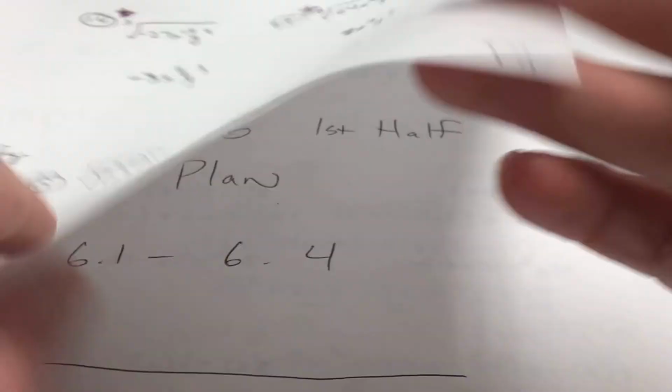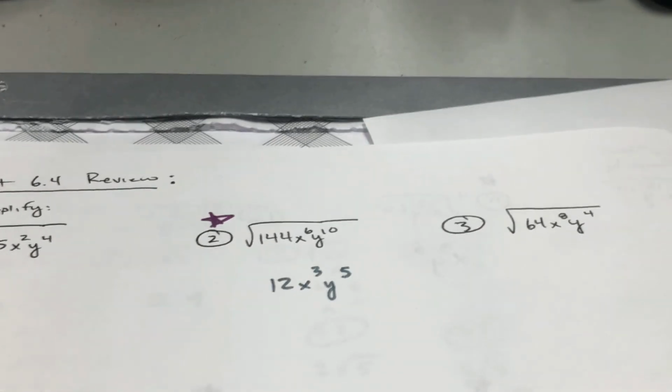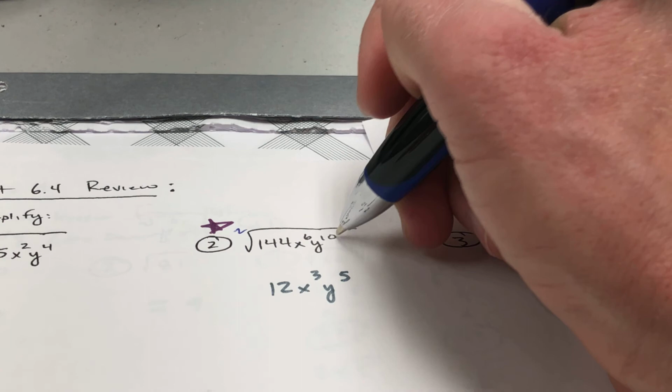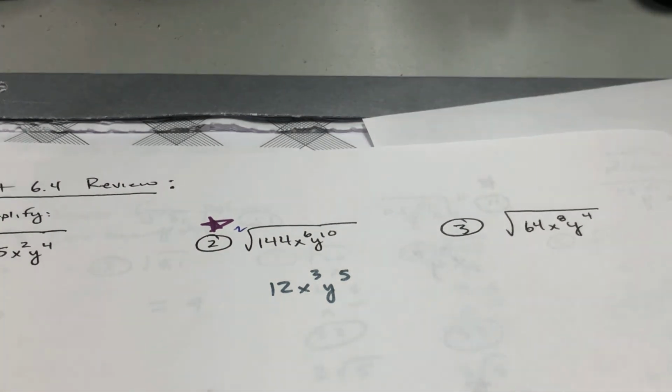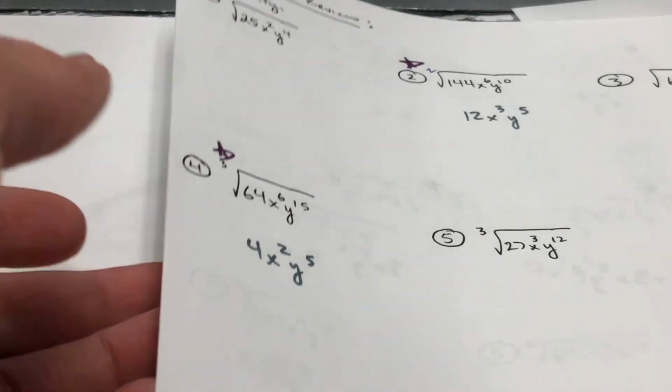All right, this video needs to be over soon, as I am clearly tired. Square root of 144 is 12. This imaginary 2 goes into 6 3 times. That imaginary 2 goes into 10 5 times. The third root of 64 is 4. 3 goes into 6 twice. 3 goes into 15 5 times.